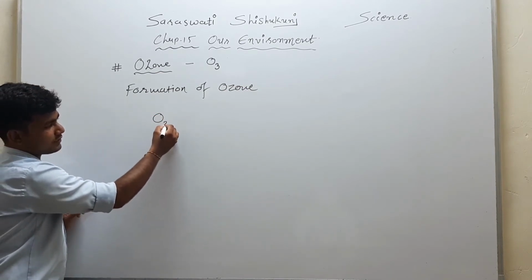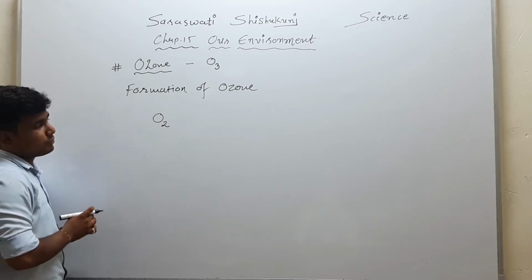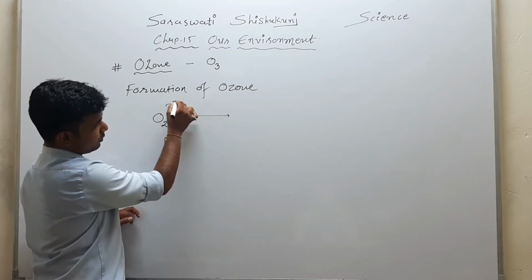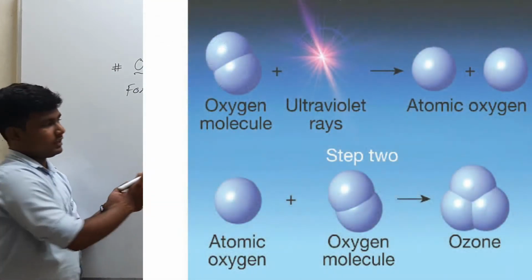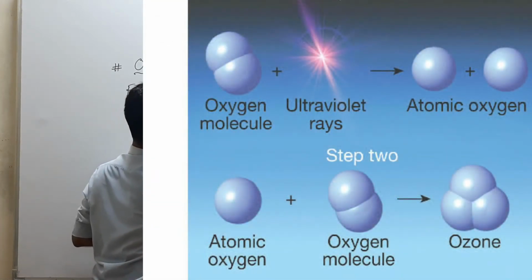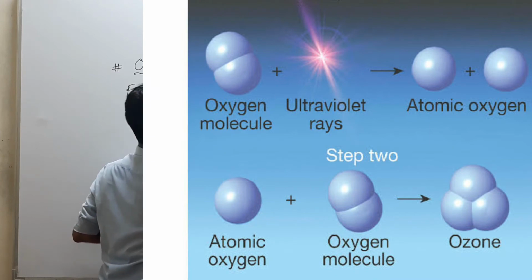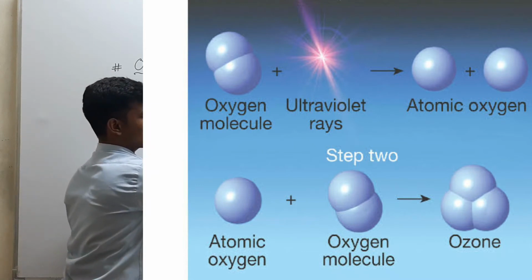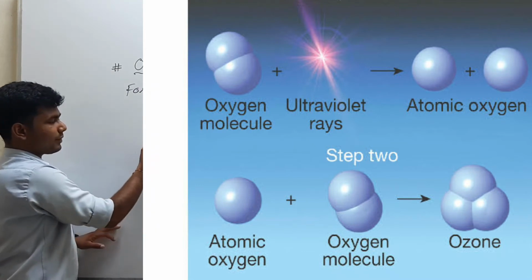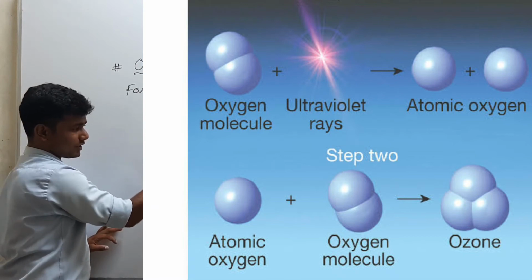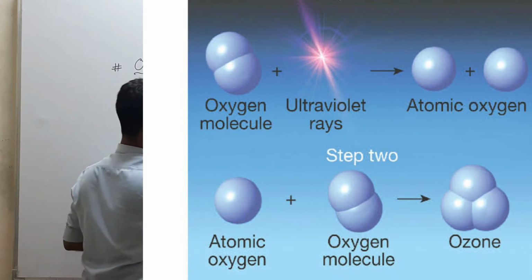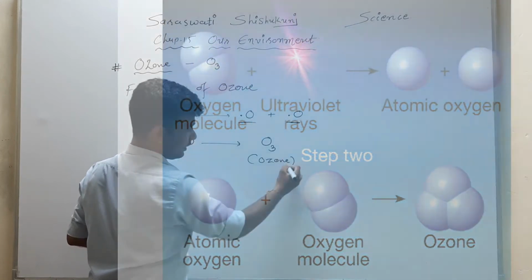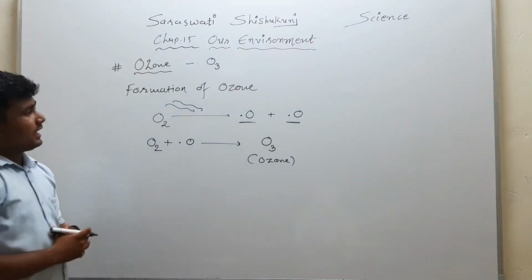As we all know, the oxygen which is present in our atmosphere will get split into free radicals by the ultraviolet rays. Now, these oxygen free radicals, when they react with another oxygen molecule of the atmosphere, will give us O3, which is our ozone. Right? This way ozone is formed.